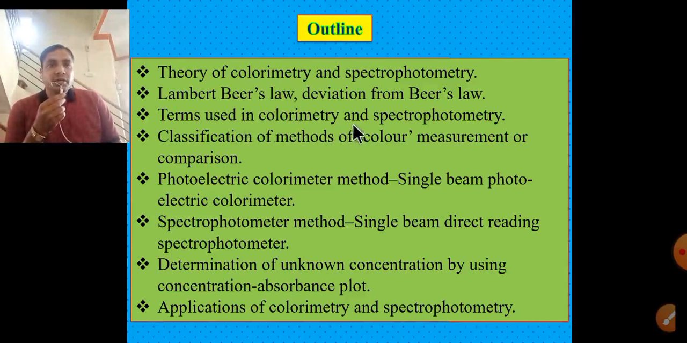Terms used in colorimetry and spectrophotometry. Next point is classification of methods of color measurement or comparison: photoelectric colorimeter method, single beam photoelectric colorimeter, and spectrophotometer method, single beam direct reading spectrophotometer. Next point is determination of unknown concentration by using concentration absorption plot. And last point is application of colorimetry and spectrophotometry.